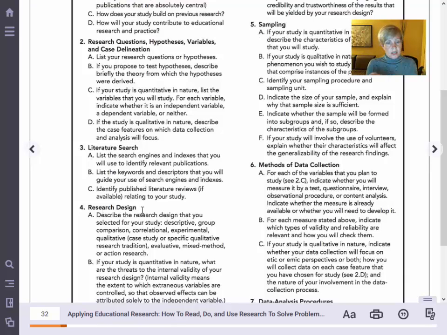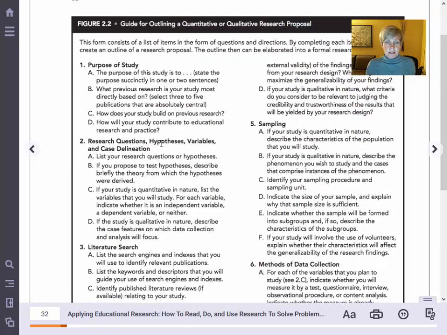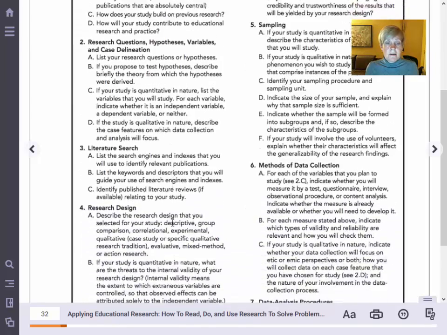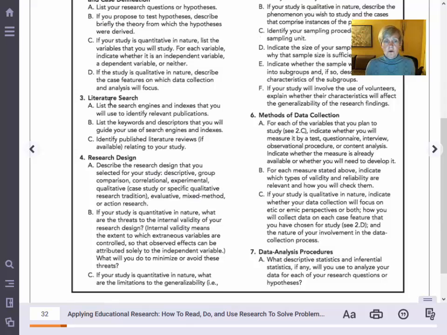It's just a nice checklist of what you would have in a proposal and what you would look for in published research. You're going to look to see: did they put a hypothesis out there? Did they discuss their variables? Did they have a case delineation if it's a qualitative type of study? Did they have a very good or robust literature review? What was their research design? Was it correlational, experimental, comparison, those kinds of things? So both sides here: did the element get included? And if you're writing something, did I write about it?